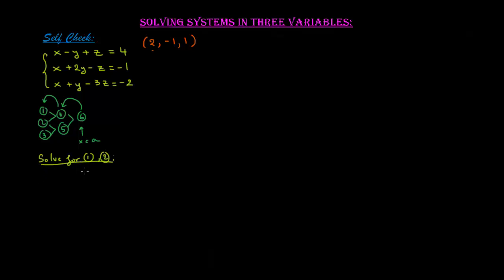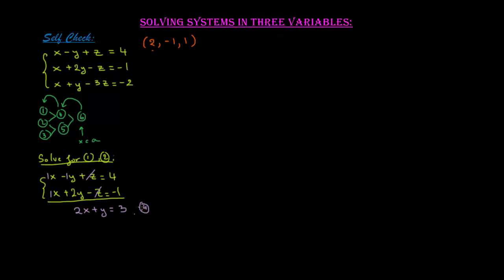Solve for 1 and 2. So we'll put 1 and 2 together. x minus y plus z equal to 4, and x plus 2y minus z equal to -1. When we add them together, z will be cancelled out. 1x plus 1x gives me 2x, -1y plus 2y is positive y, equal to 3. This is my 4th equation.